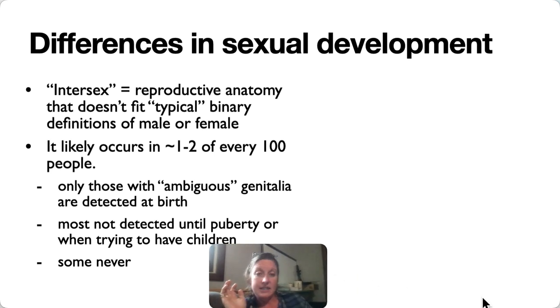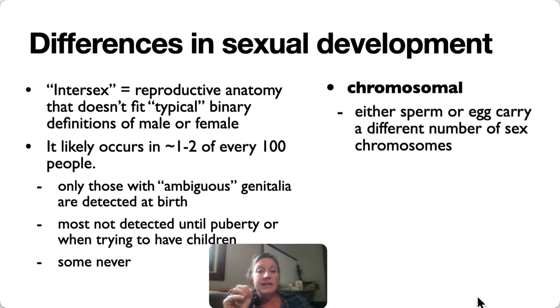Now, these differences in sexual development fall into a number of different categories. Some of them are chromosomal. So that means that either the sperm or the egg, or both, carried a different number of sex chromosomes than what we would typically expect. So instead of just one X chromosome, 2 X chromosomes are in that egg or in that sperm. Well, it can't be in the sperm. Or instead of just the one Y chromosome in the sperm, there's an X and a Y.